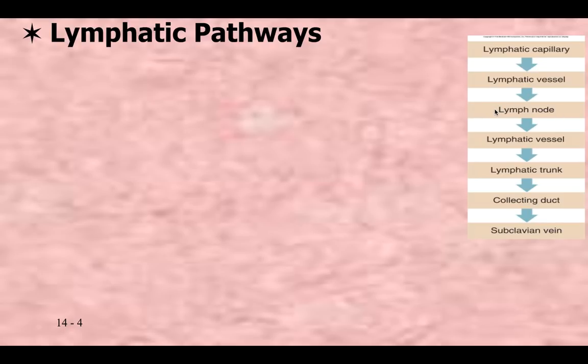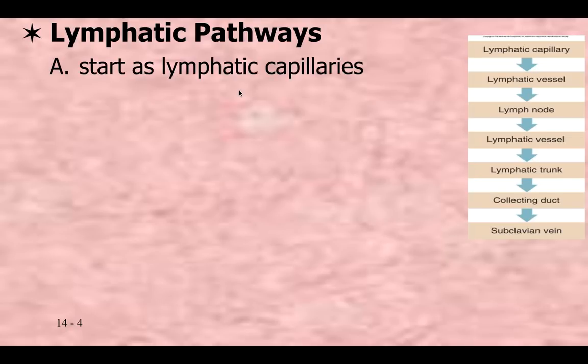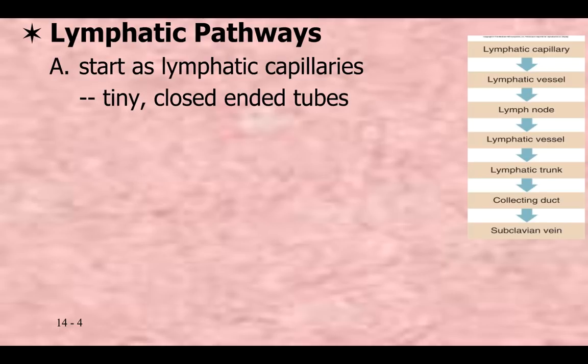We then have to pump that fluid once it's been filtered through a lymphatic vessel into a trunk, where we can then collect it and pump it back into the pool, or back into the blood through the subclavian vein. So we're going to start in lymphatic capillaries, and these are tiny closed-ended tubes. They look like hands in the picture, green hands in our picture. And through osmotic pressure again, they are going to diffuse water in.